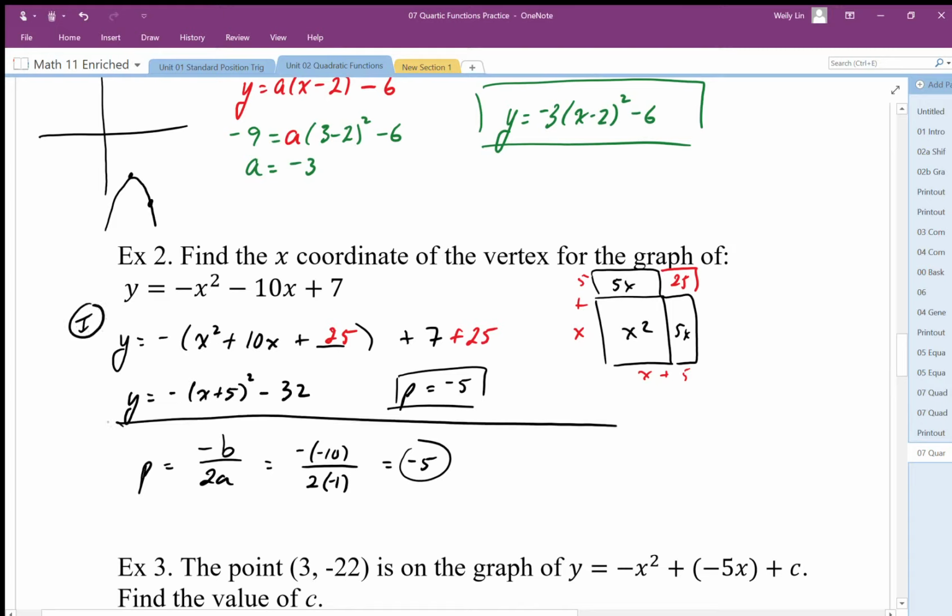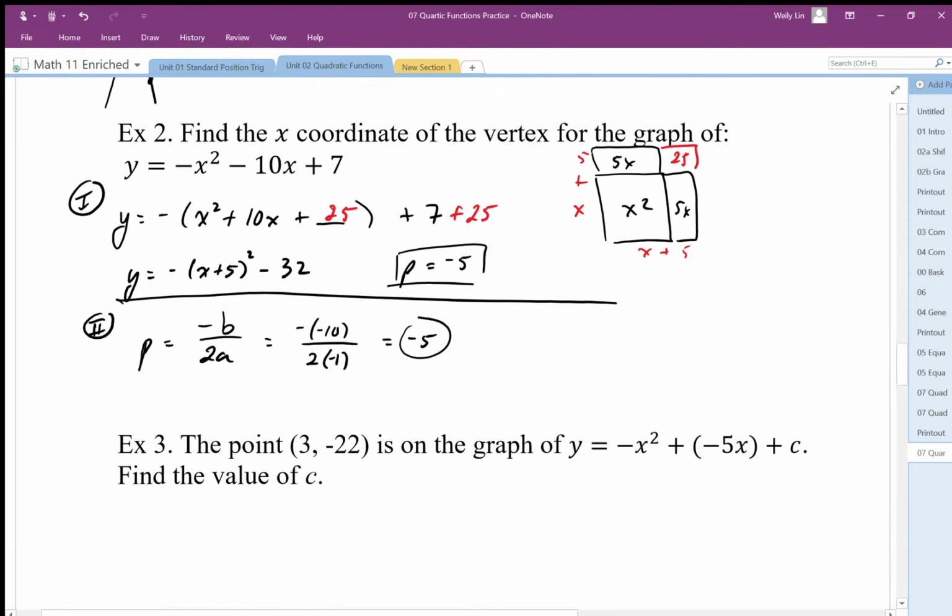Number 1 is much lengthier. It does give us the x and y coordinate of the vertex, so that's the one advantage of completing the square. But if I just want to know the axis of symmetry, really the -b over 2a formula is probably the more efficient way of doing it.